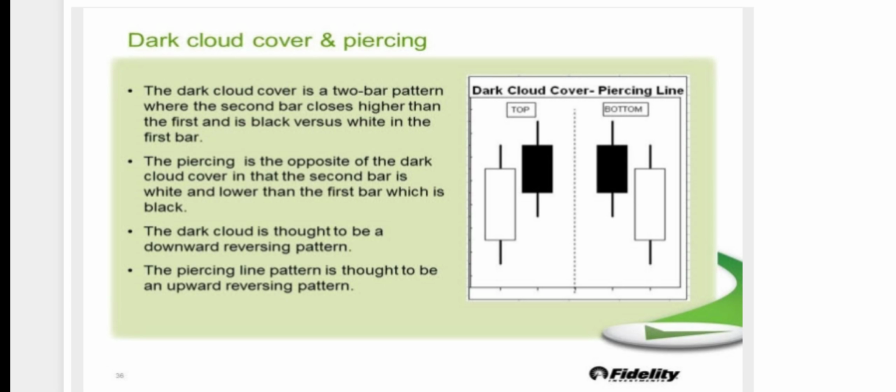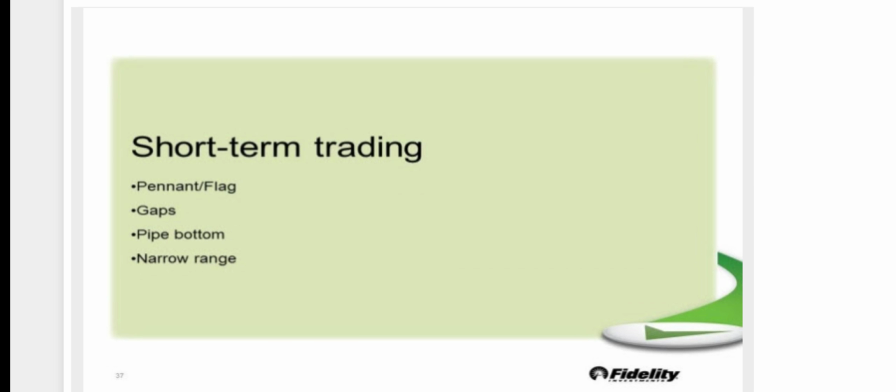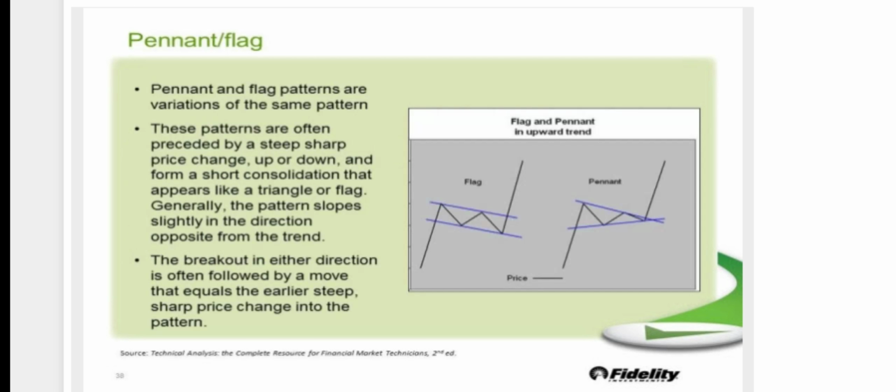Going back to the idea of different time periods, we're going to cover a few that are really more geared towards short-term trading. Those are pennants and flags, gaps, and pipe bottoms and narrow range. The first one is a pennant or a flag. These are essentially very similar patterns. What you're looking for is a big up day. Because these are shorter term, you'll see these a lot on an intraday chart. In the day, maybe you have a big uptrend, but it stalls and starts to come down. When it has that slight retracement, that will determine whether it's a flag or a pennant.